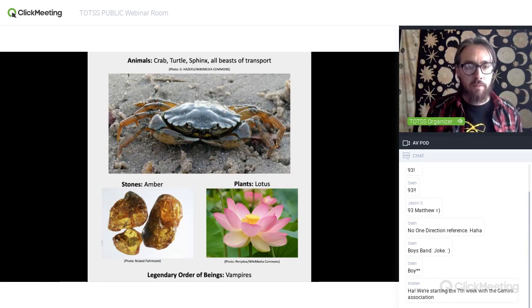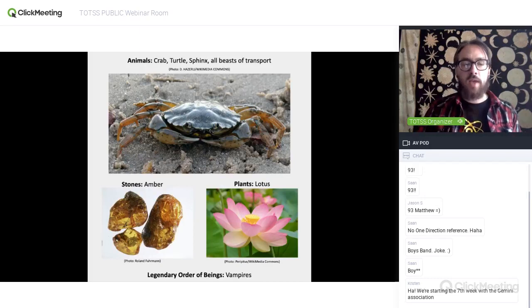For stones, we have amber. Again, there's this electrical significance. Amber is, of course, what we call petrified or crystallized resin, tree resin, tree sap, which we all know from Jurassic Park, right? And then for our plants here, we've got lotus.